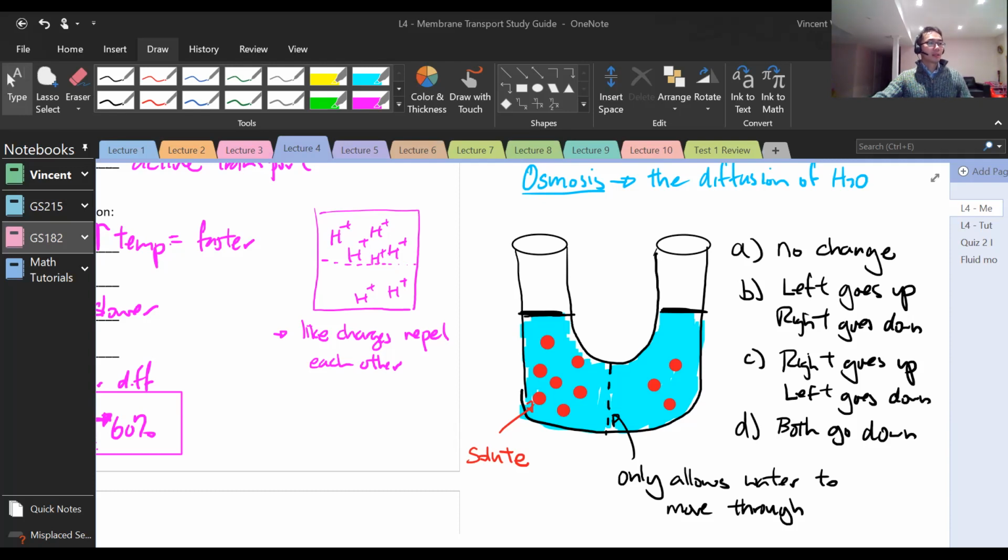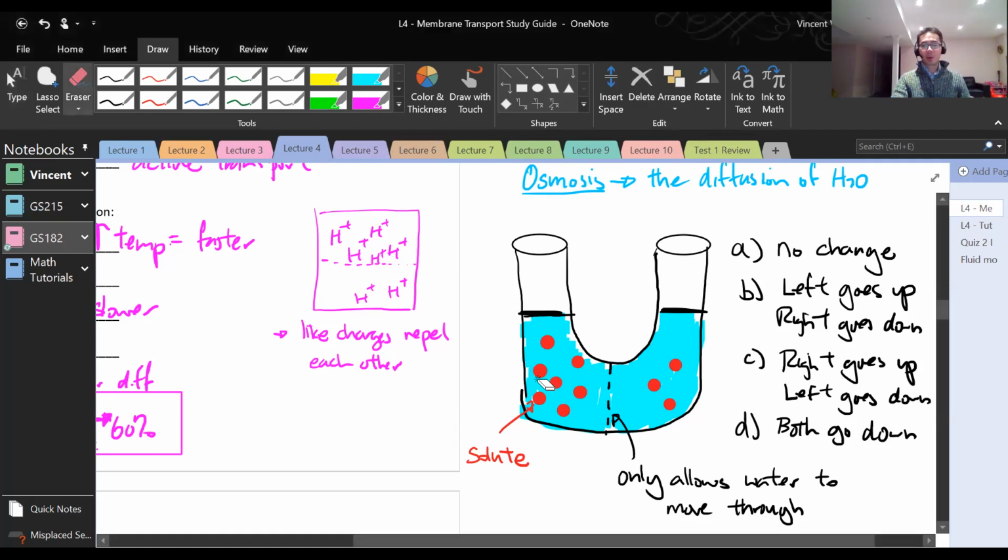Okay, so it looks like we are, again, kind of split between B and C, or half-half, and then we have some people who chose A and D. All right, what's going on here? First of all, the water is the only thing that can move, okay? So the red balls will not move, okay? If the red balls can move, they will move to the right, right? Okay, because it goes from high concentration to low concentration, all right?